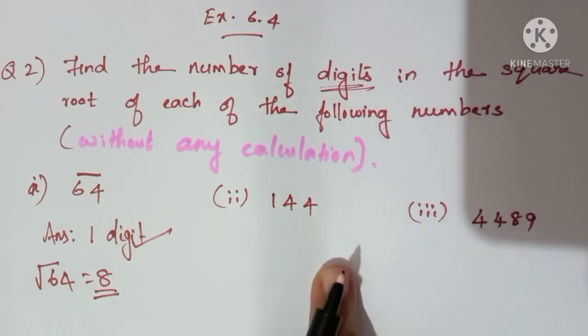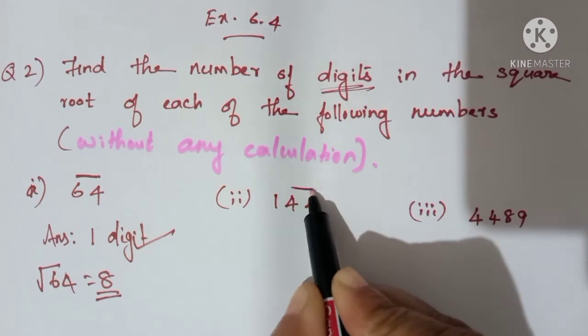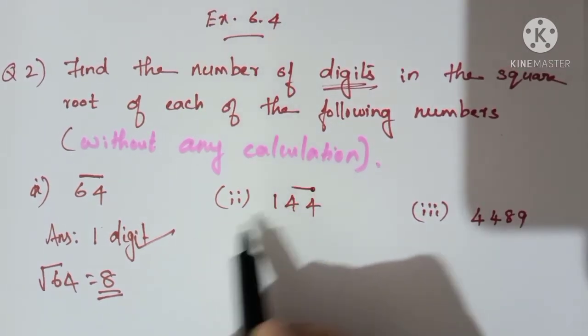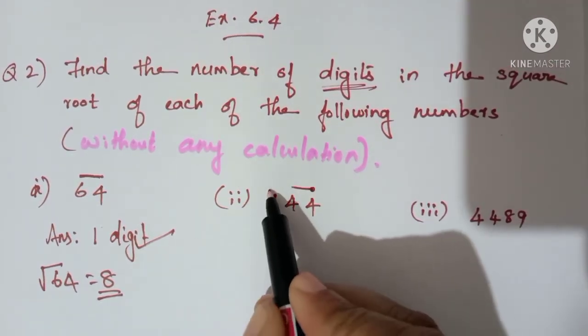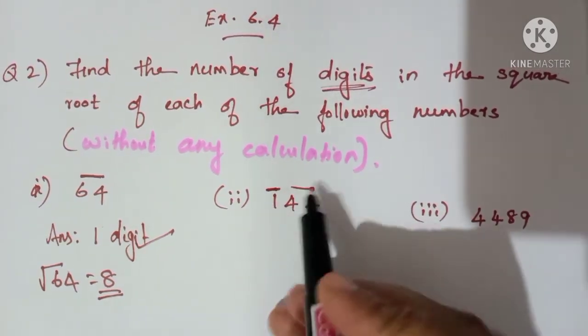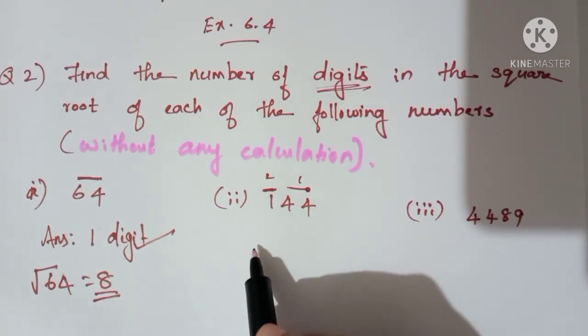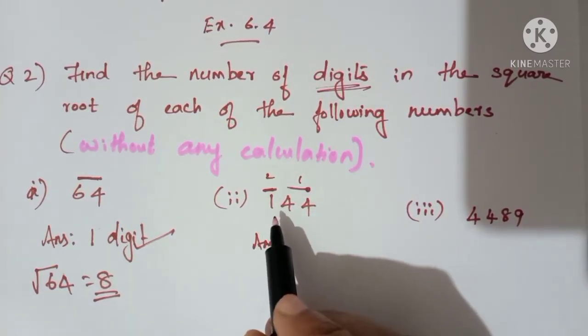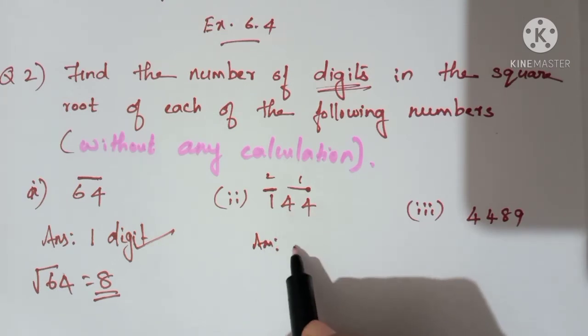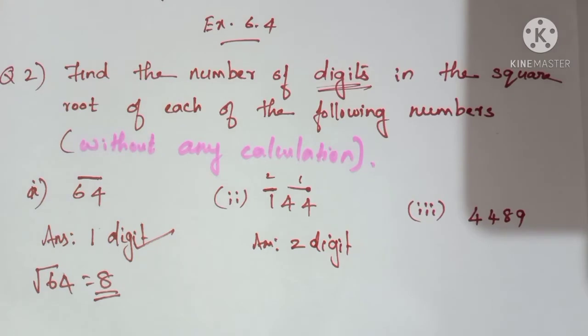Here, the first thing you want to do is pair it. You will pair from the ones place, right? So this is one term and here you have only one digit, even though we will pair it, right? So here how many pairs are there? 2, right? This one and this one. So the square root for 144 will be 2 digits.